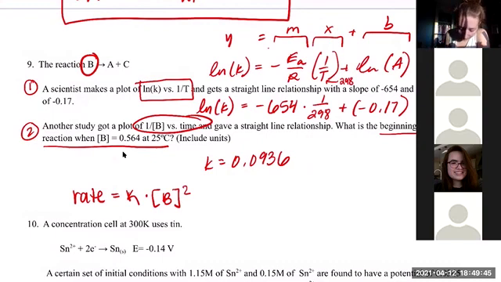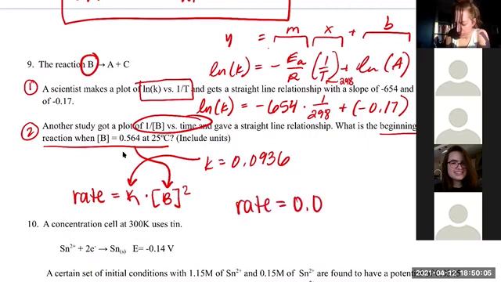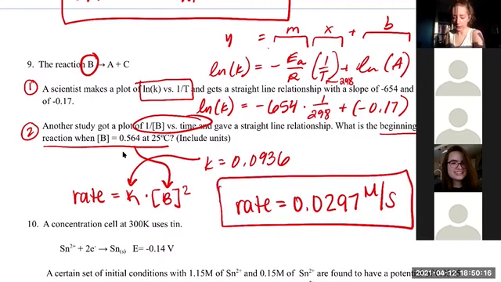Okay. And so let's see what we can fill out here. We know our concentration here, we know K, and that's all we need to calculate the rate. So that would be rate equals 0.0297 molarity per second.